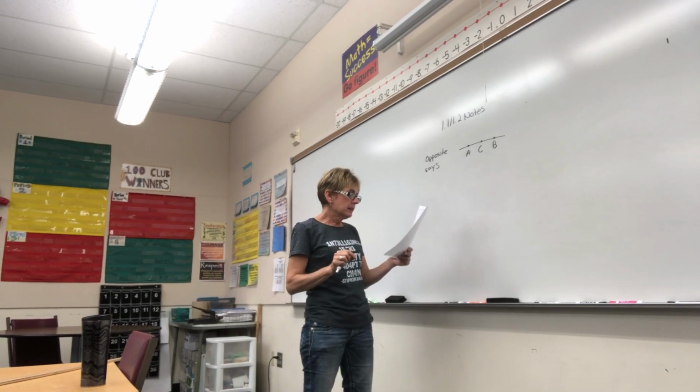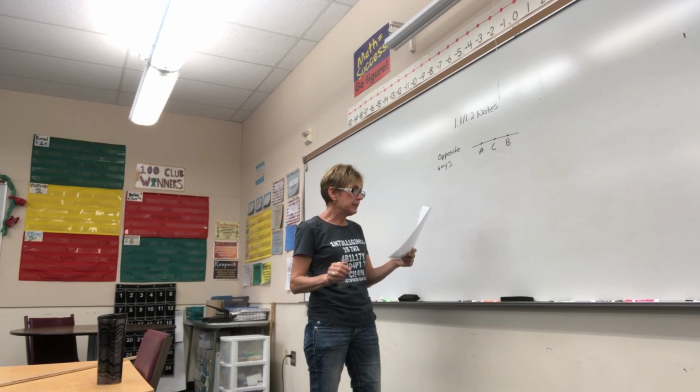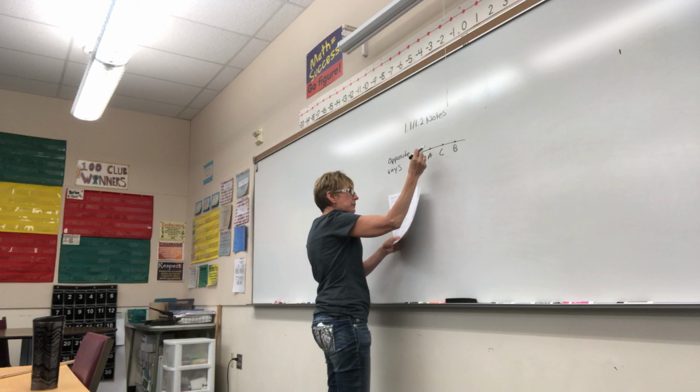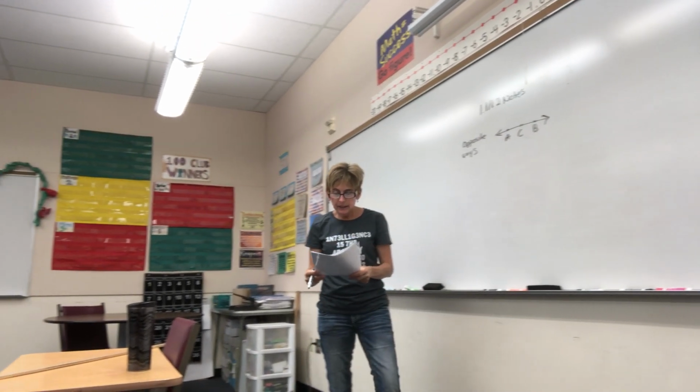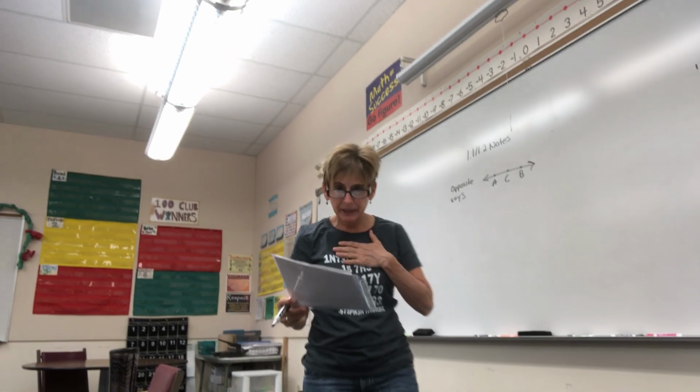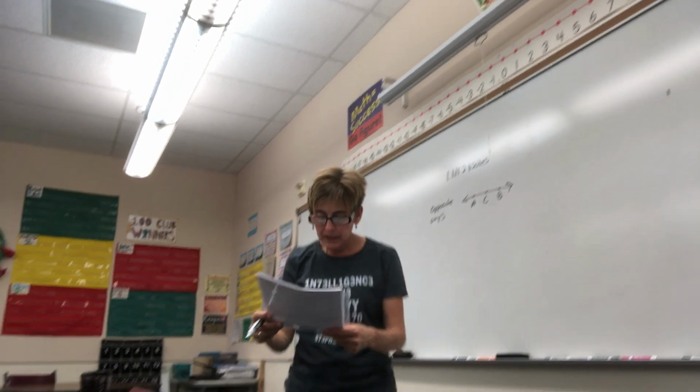If point C lies on AB between A and B, then CA, that would be this ray here, and CB are opposite rays. Now, that is just a fancy way of saying, in my opinion, they form a line, okay?